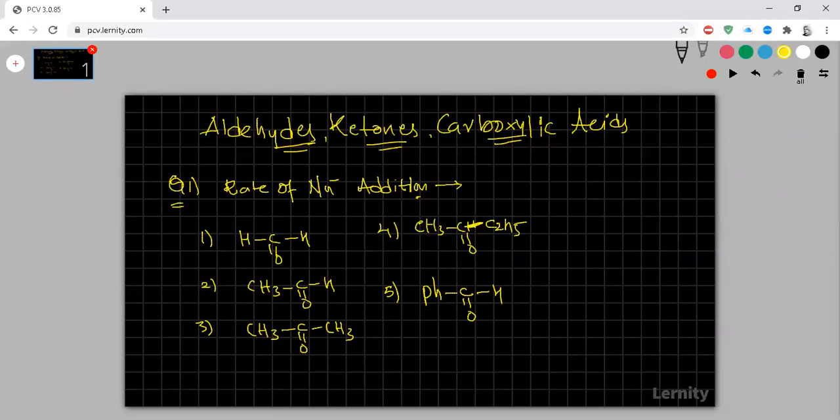So now you have to compare the rate. Which will have the more rate for the nucleophilic addition and which will have the less? So you have to rank them, or order them. So give me the order for the rate of nucleophilic addition. So this is the question. Please answer them. If you don't understand anything in this question, please ask me. I will explain to you.